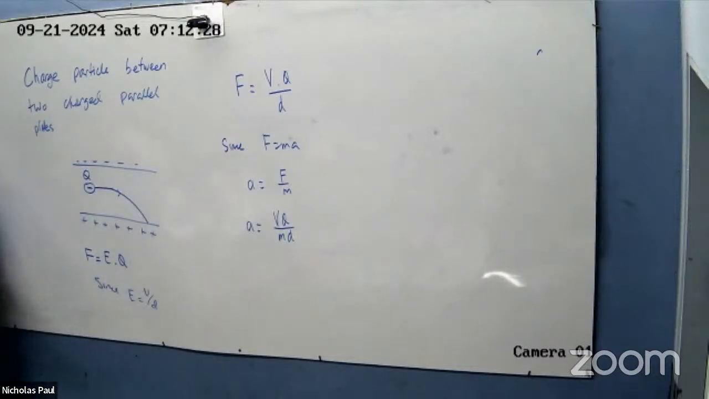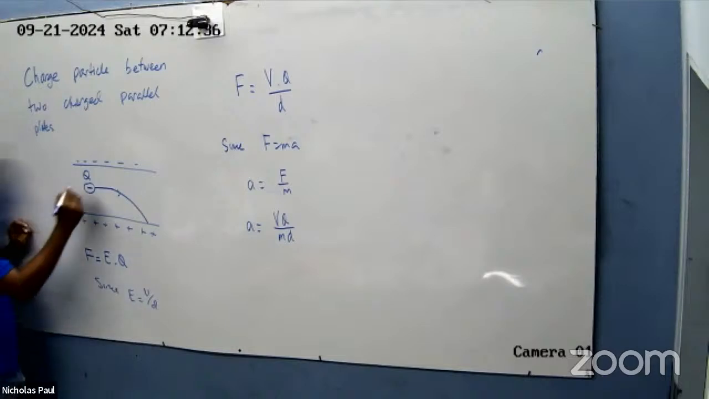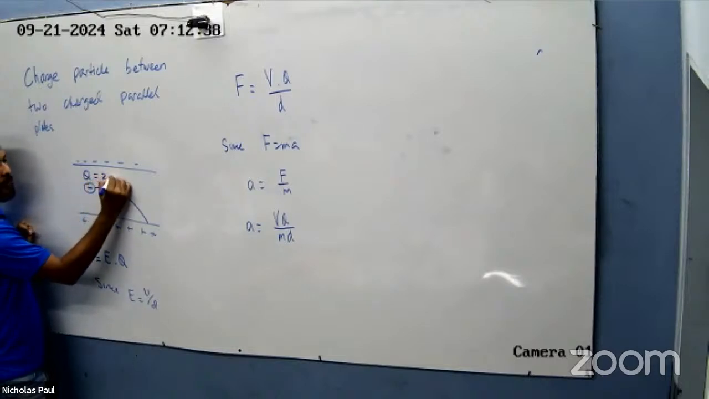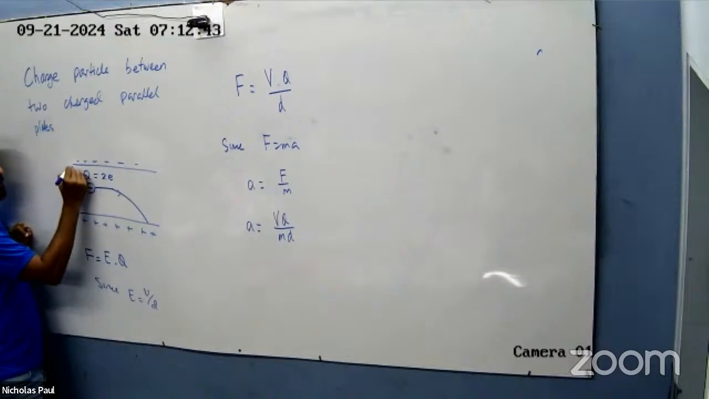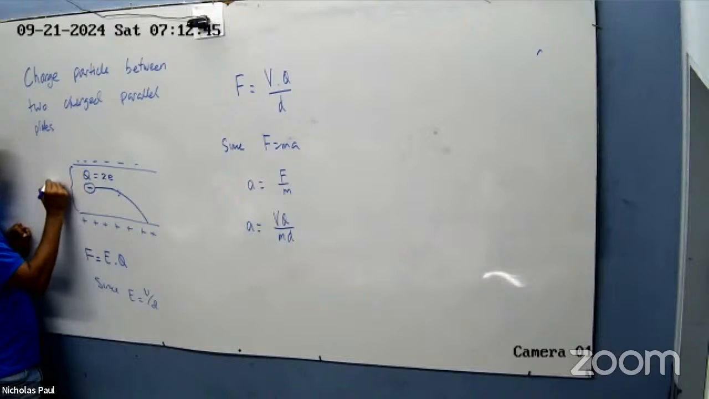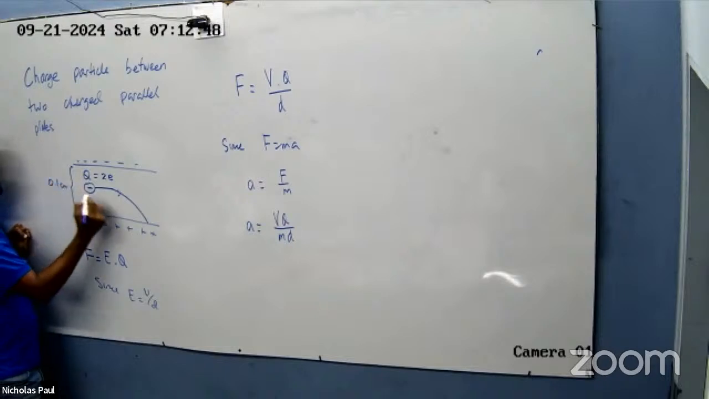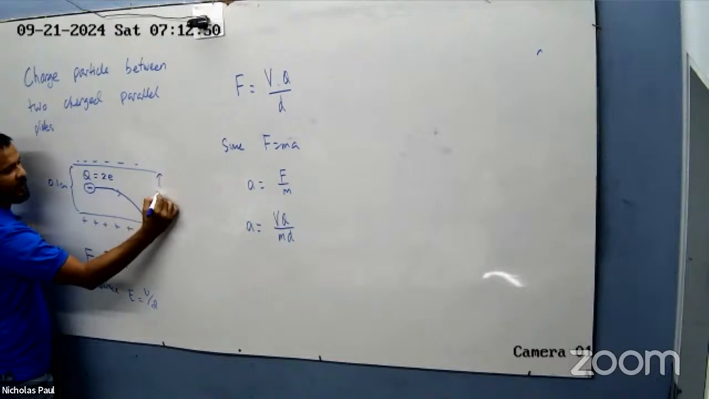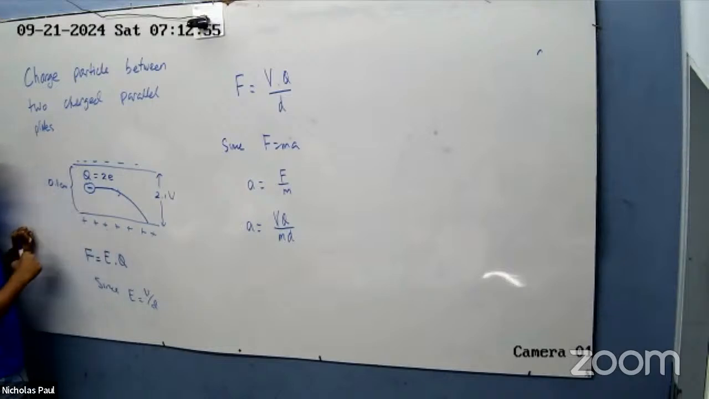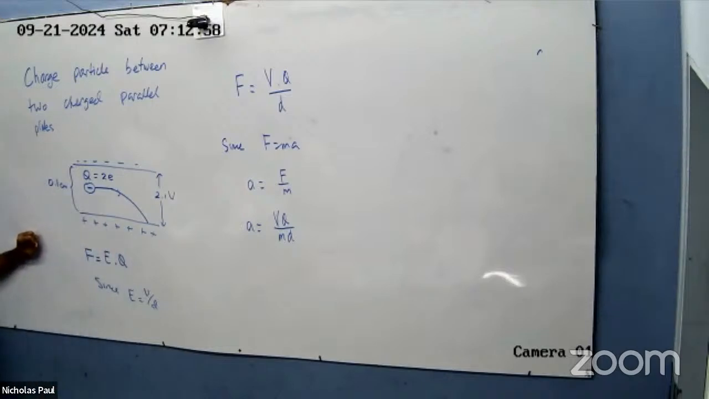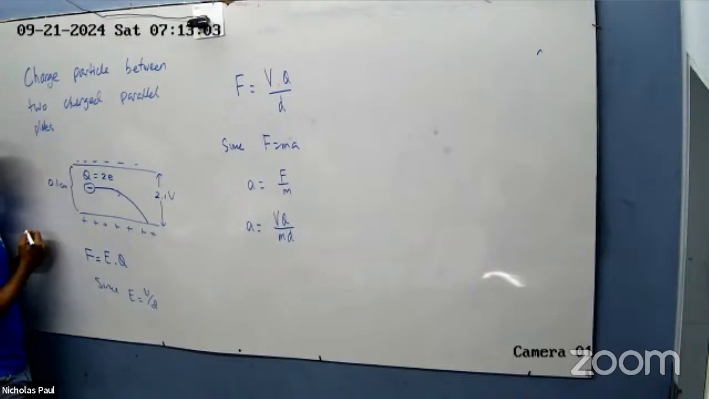So I would like you to find the acceleration that this particle will undergo if its charge is 2e. The separation between the plates is 0.1 centimeters, and the voltage is 2.1 volts. I want you to find the acceleration.